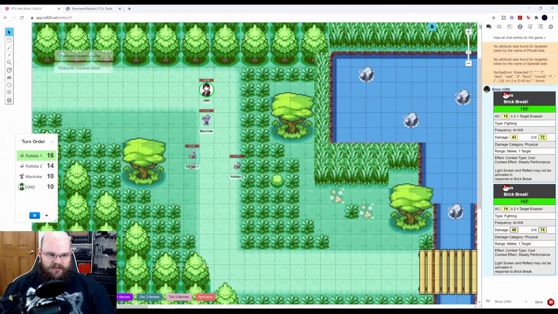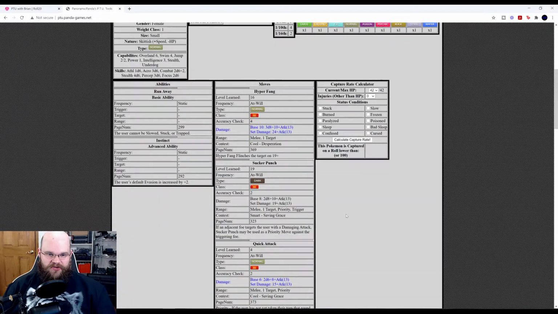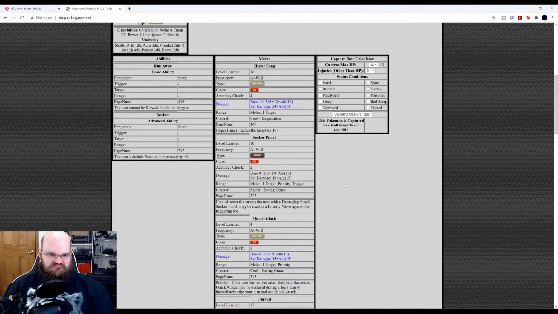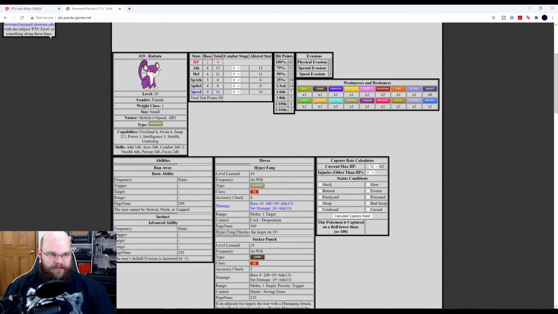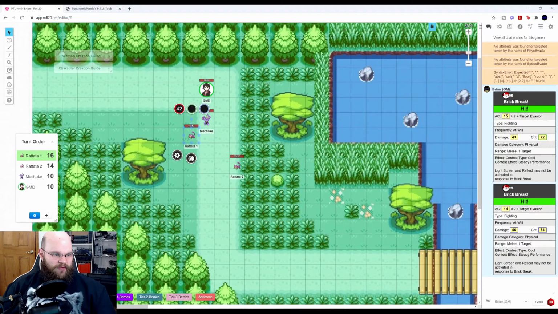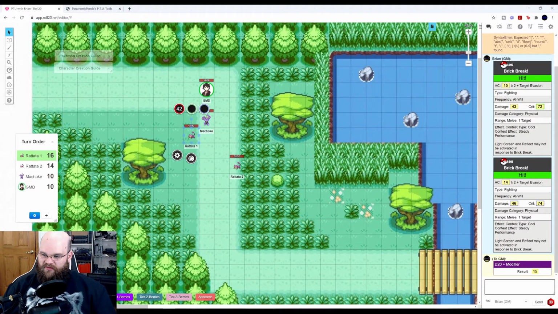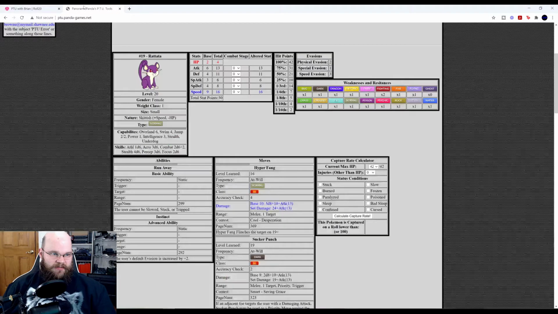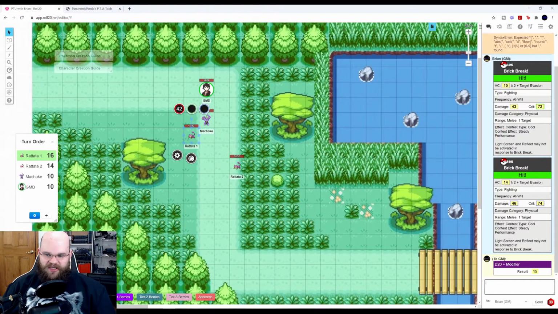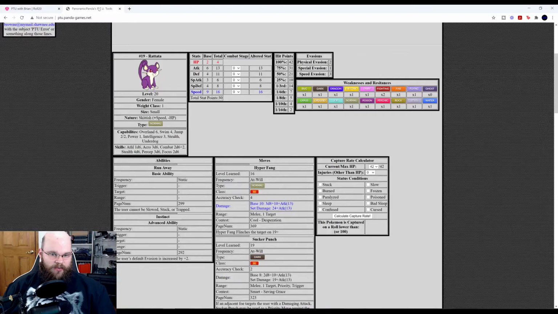Rattata 1, say he'll come up. He's going to use, we'll say he uses Hyper Fang. Okay? So, it's got an accuracy check of 4, so we're just going to roll this here. 15, that'll hit. Because remember, the accuracy check of 4 plus Machoke does not have evasion high enough to where a 15 does not hit. So now we're going to roll the damage.